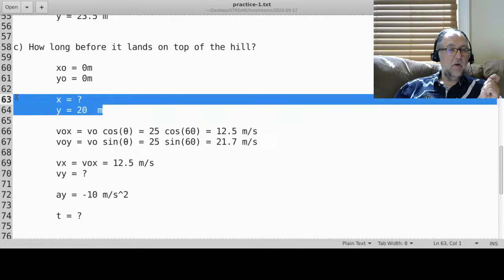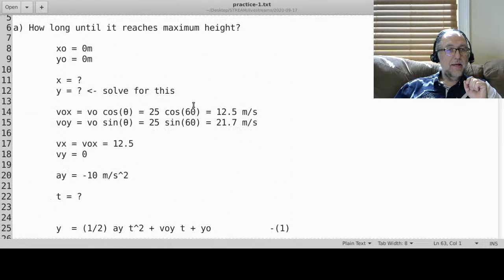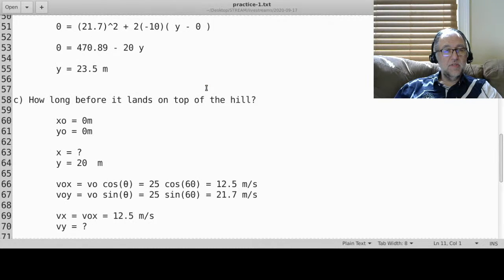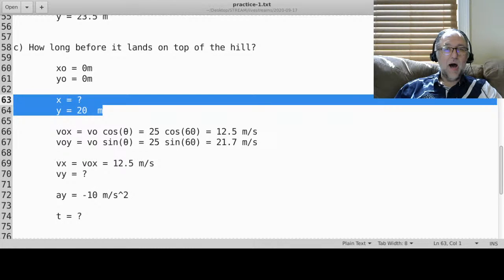So let's revisit the final position. The final position, the x is unknown, but the y is now known. It's known to be 20 meters. Okay, take a look at what we had before. Before here we had that they were both unknown, like that. But now, because that was the maximum height, we didn't know the maximum height. Okay, but now we're in a different situation. We're in the situation where it landed, and we know how high above the ground it landed. It landed at 20 meters above the ground. Okay, so you can see how that changes.